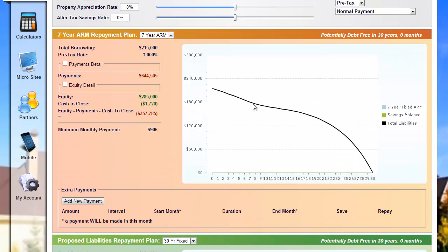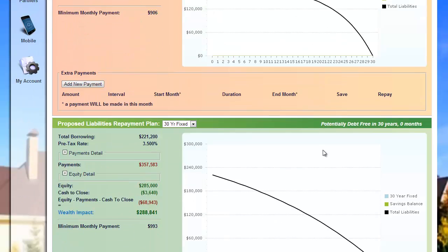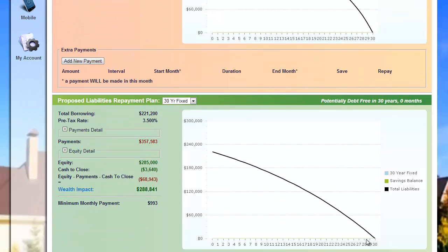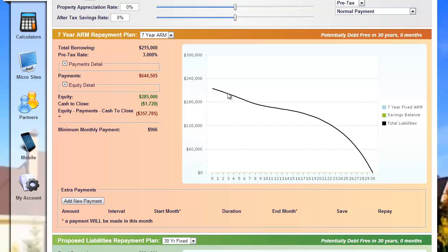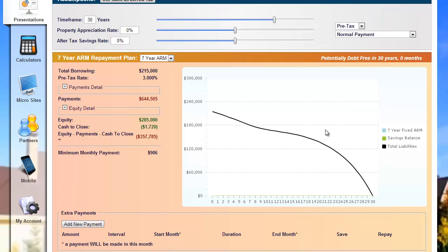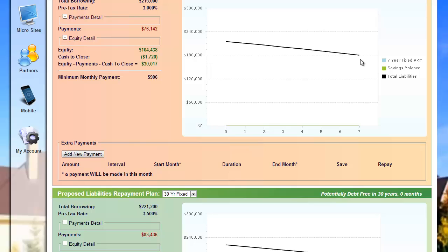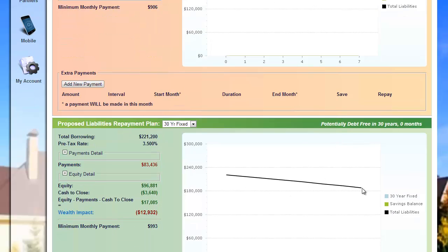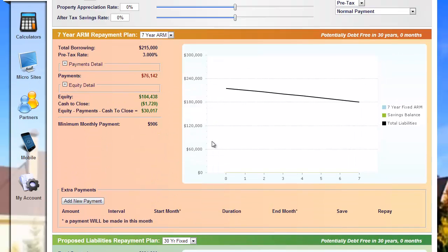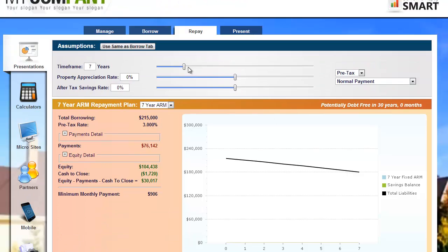So I can see the 7-year ARM has some savings, and this is what my curve is going to look like here. Here's what my 30-year payoff is going to look like. So the 30-year is going to pay off faster because I don't have the interest rate adjustments and stuff working against me. But maybe if I was looking at it over, say, 7 years, that 7-year ARM is going to probably be a better solution than the 30. And I can see here we're not getting below that 180, and I can see it's costing me $12,932 more than the 7-year because that interest rate is going to be lower. So you can visually show anything that you might be modeling on the borrow page.